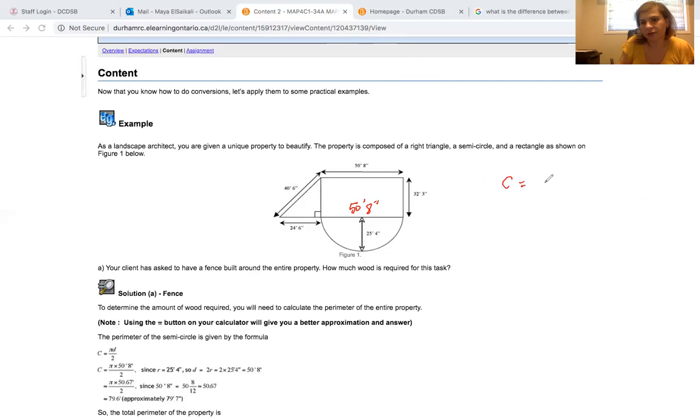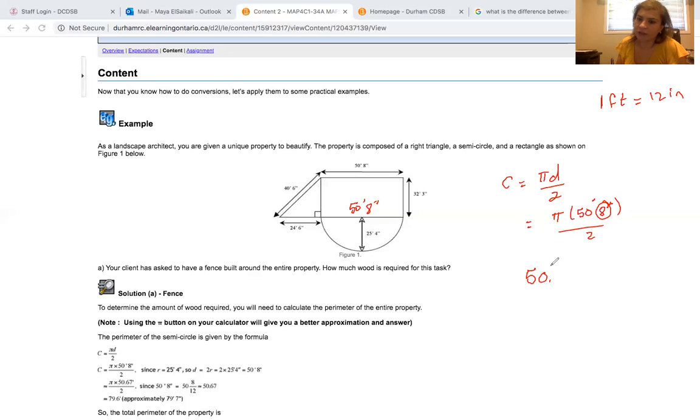So what I have here is C equals pi d divided by 2. I know the diameter, which is 50 feet and 8 inches, divided by 2. Now, to enter 50 feet and 8 inches in the calculator, I can't do that. I need to convert it all to feet. From previous conversions, I know that 1 foot is 12 inches. Now I have 8 inches, so how much is that out of a foot?